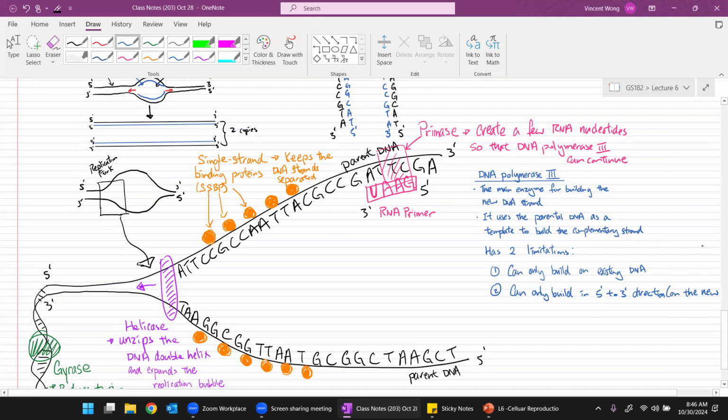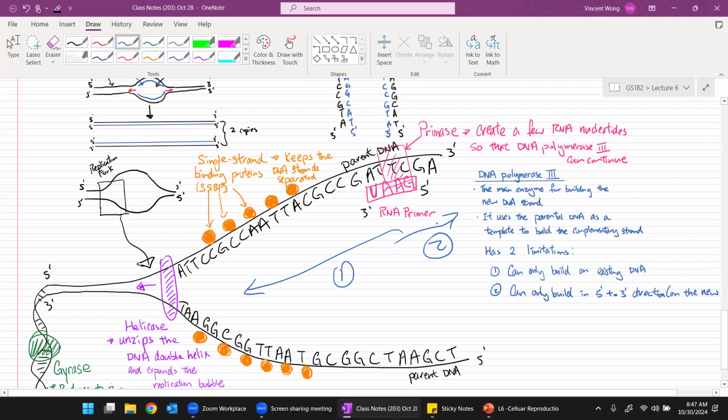Which way is the correct way? Towards the fork or away from the fork? Towards the fork or away from the fork? Based on what we wrote down here: can only build in 5' to 3' direction on the new strand. Towards the fork. Put 1 for towards the fork. Put 2 for away from the fork. What do you think? Okay. Undecided people. Okay.